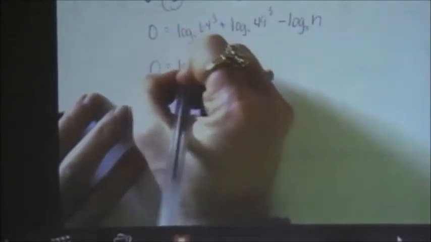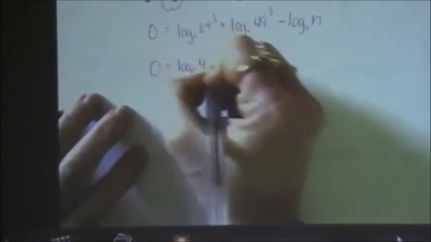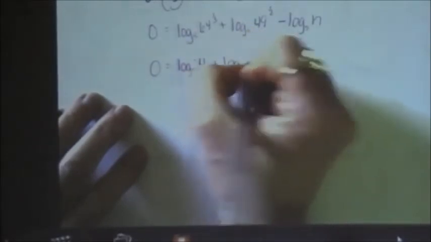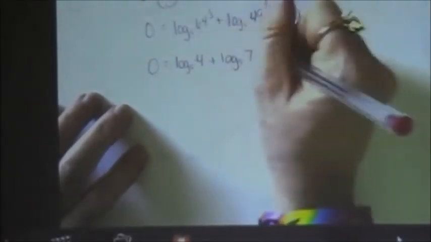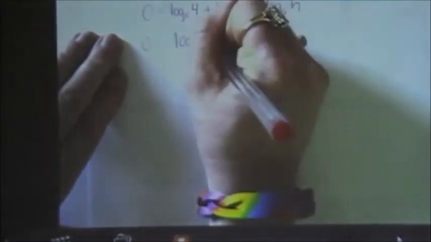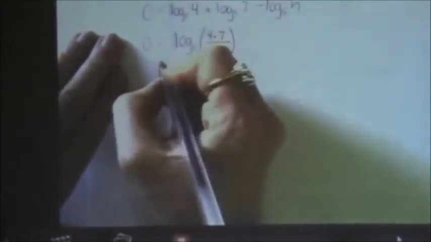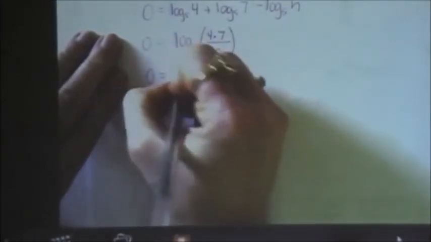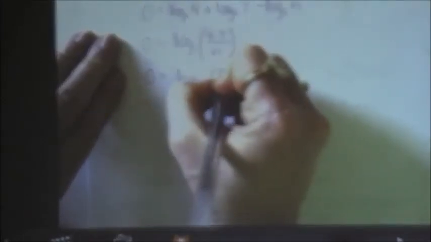So I'm going to rewrite this. 0 equals log base 5 of 4 plus log base 5 of 49 to the 1/2 power, which is 7, minus log base 5 of n. So I just simplified my exponents there. Now, I have logarithms separated by addition, which I'll put back together with multiplication, and subtraction, which is division. So I'm going to write log base 5 of 4 times 7 divided by n. So that's 0 equals log base 5 of 28 over n.